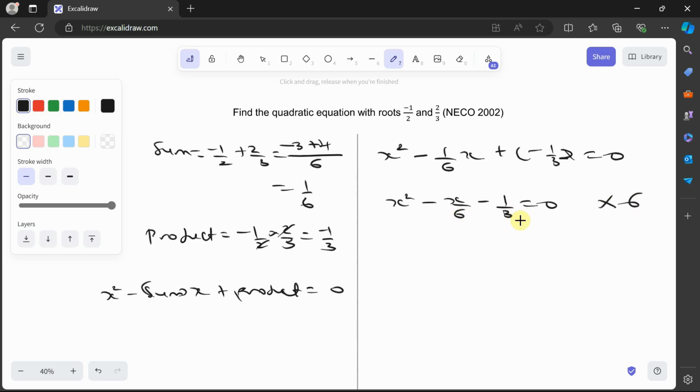6 can go in 6 and 6 can go in 3. So if I multiply the entire equation by 6, that will be 6x squared minus x minus 3 in 6 will give me 2, so minus 2 is equal to 0. And these are equations. So 6x squared minus x minus 2 is equal to 0. Let's see if we're correct.